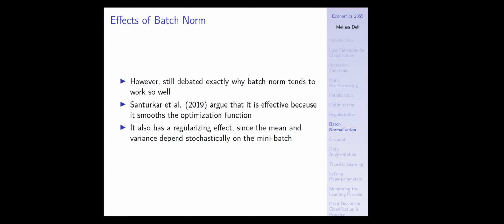And so some people will argue that actually that smoothness effect is probably why this matters so much. It's not the covariate shift that happens when you update everything at once, but rather that optimization is hard in complicated spaces, and anything you can do that significantly smooths out the space is going to make a big difference. The final thing to note is that batch norm has a regularizing effect because the mean and variance depend stochastically on the mini batch.